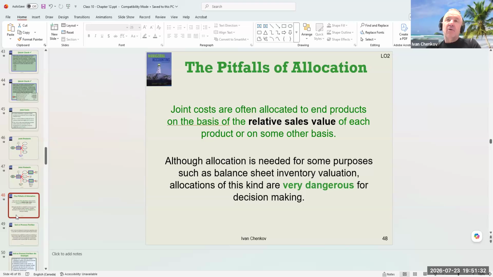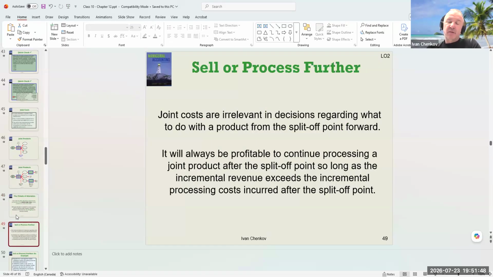The joint costs are often allocated at the end of the production, based on the relative sales value. It's important to allocate those costs, but allocation is very dangerous for decision making. Why? Because it may look like the product doesn't make money, which is not entirely true. The other thing to keep in mind is that the joint cost up to the split-off point is irrelevant for the decision making. Should I process further or should I sell as it is?